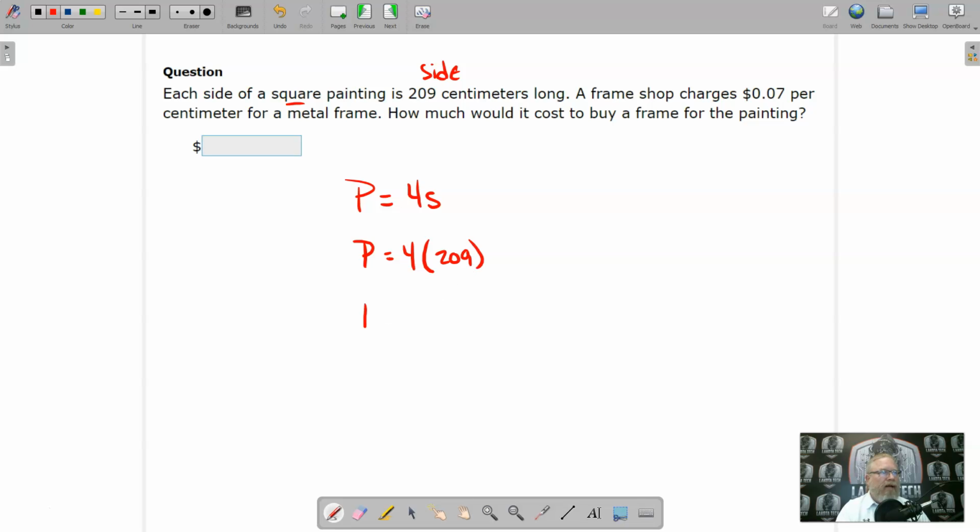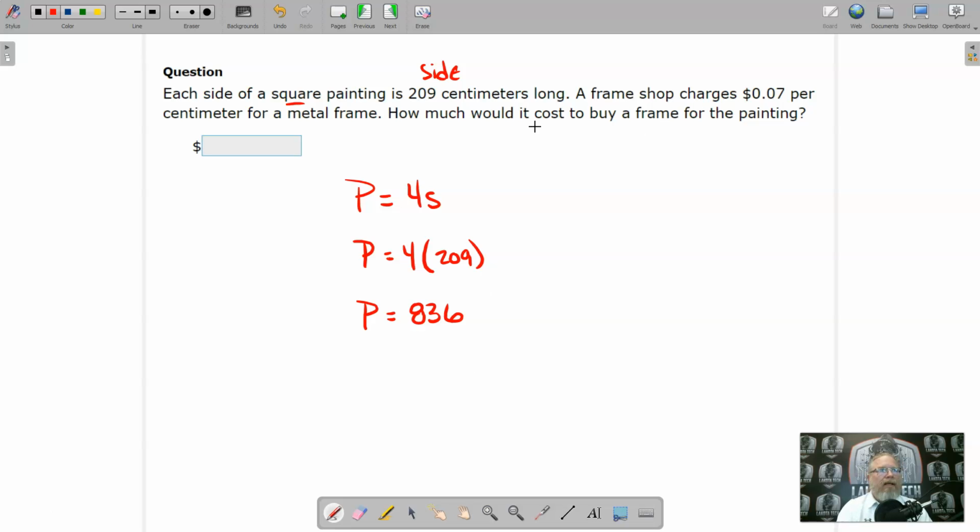And let's go ahead and do that. P equals 836. Pretty sure. Let's go ahead and check that. 4 times 209, it's 836 indeed.